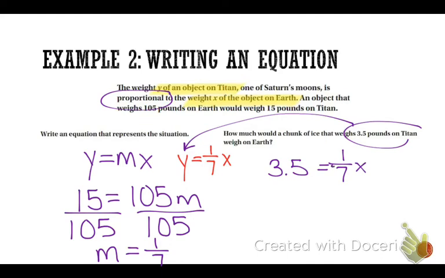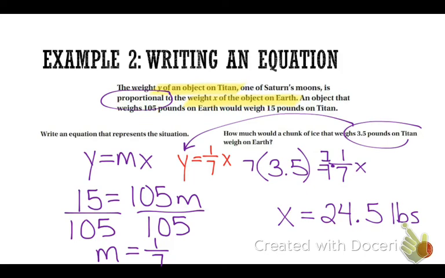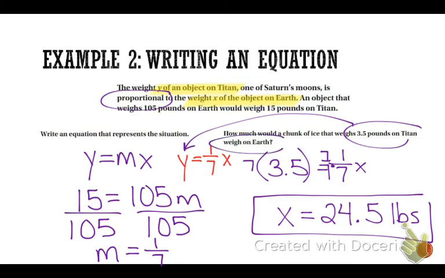So what I'm saying is I need to multiply this number by 7. 7 times 3.5 is what? What'd you guys get? So x equals, or my weight on Earth, is 24.5 pounds. All right, so again, it's just solving for x. It said how much would it weigh on Earth? So that means I didn't know my x value, so I would solve for x.